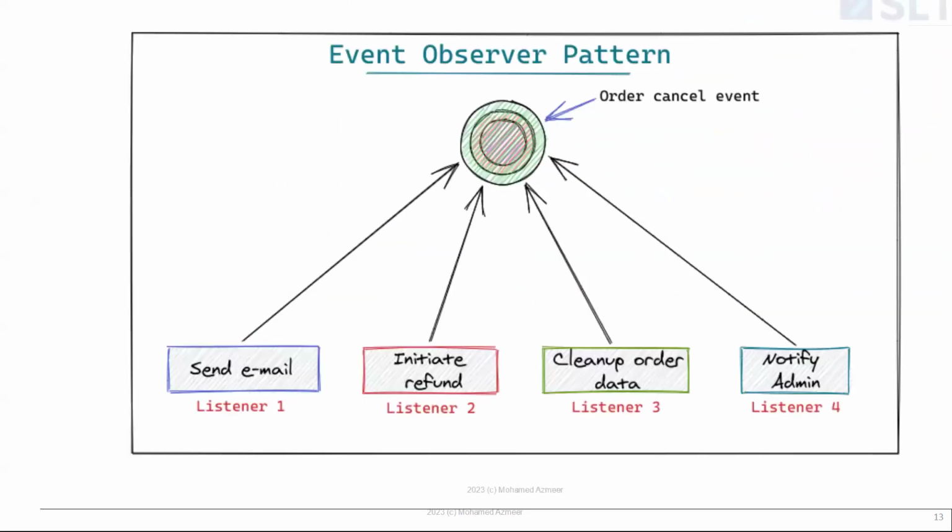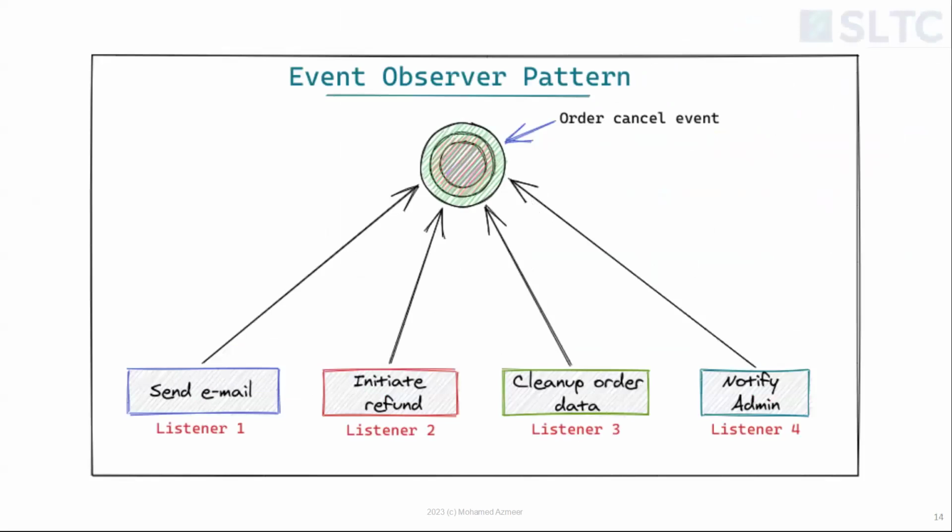Here's a better example. Let's say you go to an e-commerce site and you cancel an order. When you cancel an order, there are different things we need to do with different services. Number one is sending an email. Number two, initiate refunding. Number three, clean up order data. Number four, notify the admin. So these are four different things we need to do.